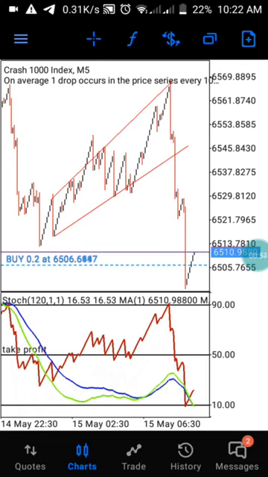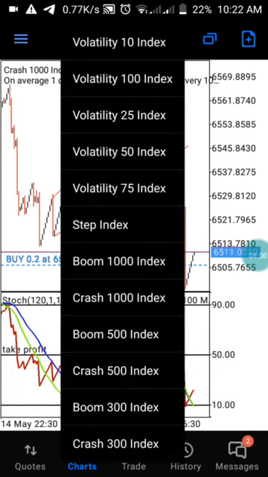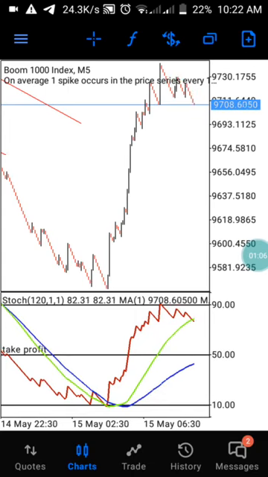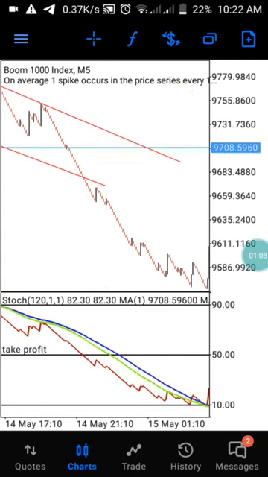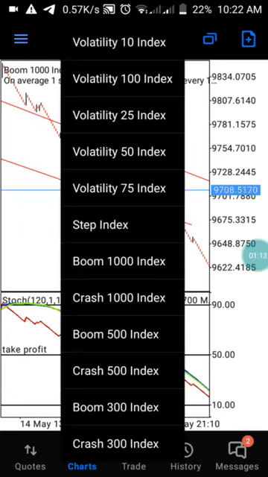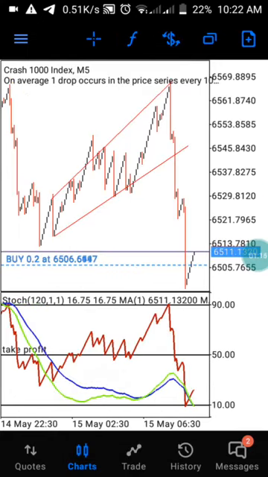As you can see now, this is Crash 1000 on the 5-minute time frame, and you can also use this strategy on Boom 1000 on the 5-minute time frame. So it works on Boom 1000 and Crash 1000 on 5-minute time frames. So guys, let me explain how this strategy works before I show you the settings of this strategy in this video.